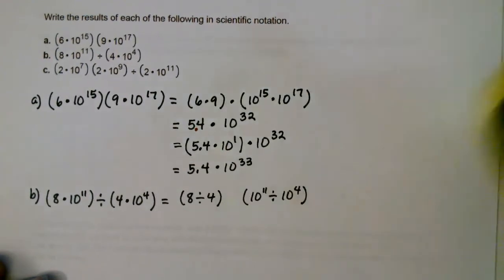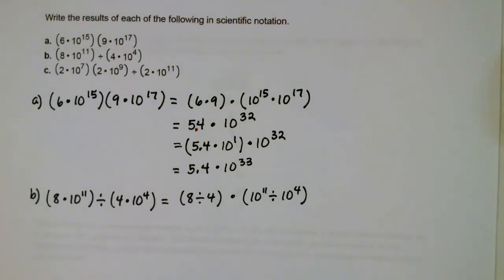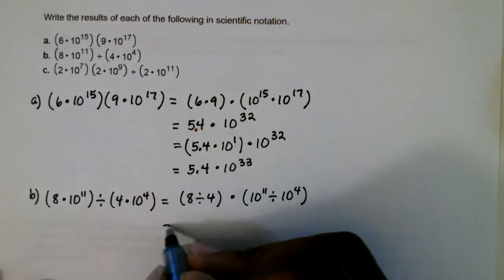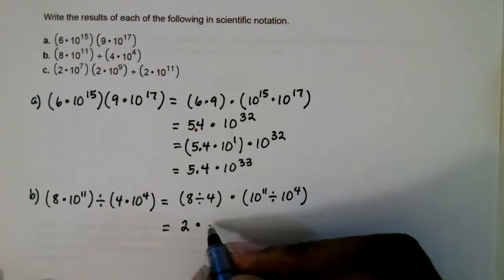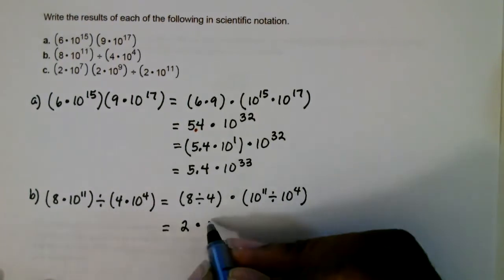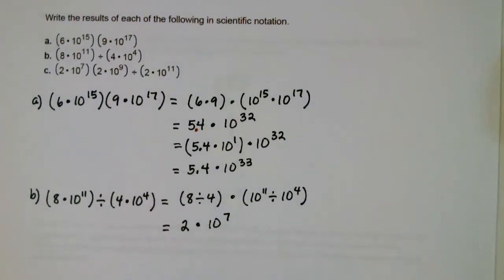I'll take that back. This will have to be times, okay? So I'm going to divide the first factors. 8 divided by 4 will be 2 times, dividing powers of the same base, we bring down the 10 and subtract 11 minus 4. That will be 7. And with this problem, it is already in scientific notation, because 2 is a number that is at least 1 but less than 10. So the final answer there will be 2 times 10 to the 7th power.